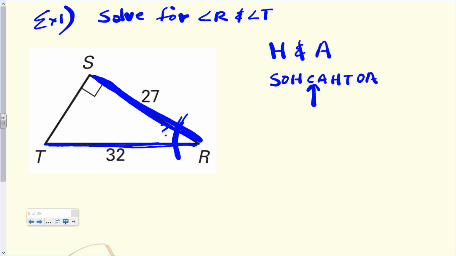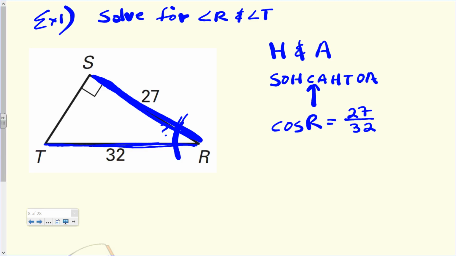Hold on, that makes sense. Oh, cool. So look what I'm going to do. I'm solving for angle R, so watch this. The cosine of angle R is going to equal, ready for this? Adjacent to R is 27. Hypotenuse is 32.